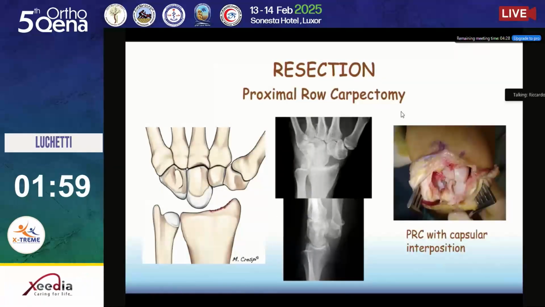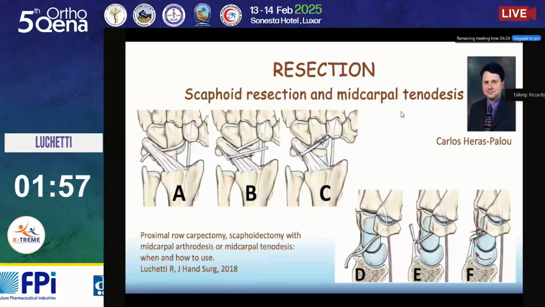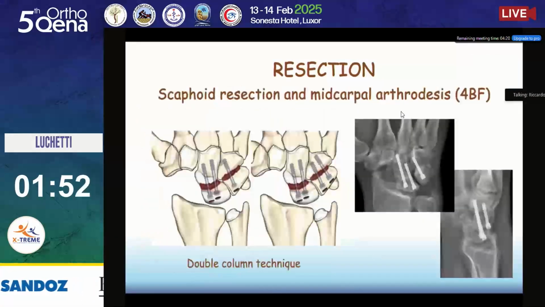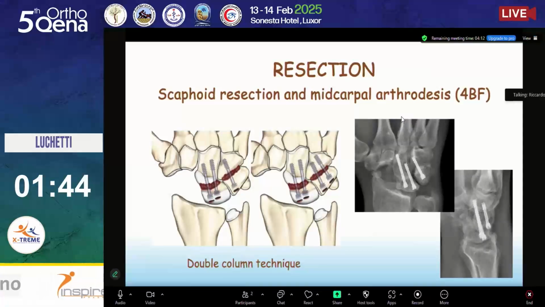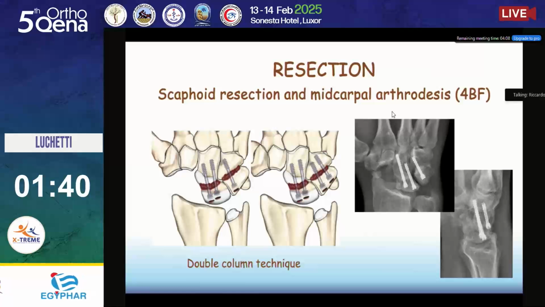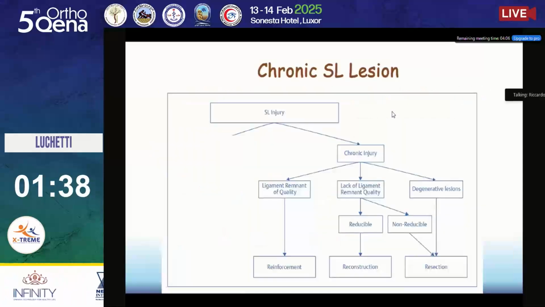This is the proximal row carpectomy by volar dorsal approach. This is the scaphoid resection with midcarpal tenodesis proposed by Eros Palau. This is the 4 bone fusion. I use the double column technique, and I submitted recently the paper to the Journal of Wrist Surgery, and I'm waiting for acceptance of the technique on more than 200 cases.